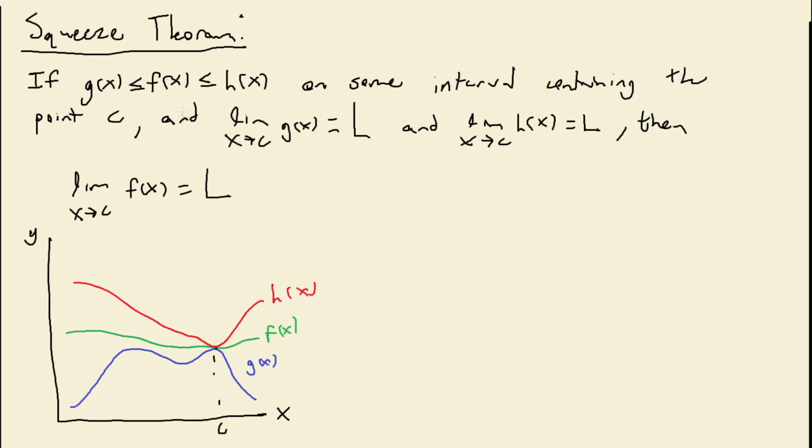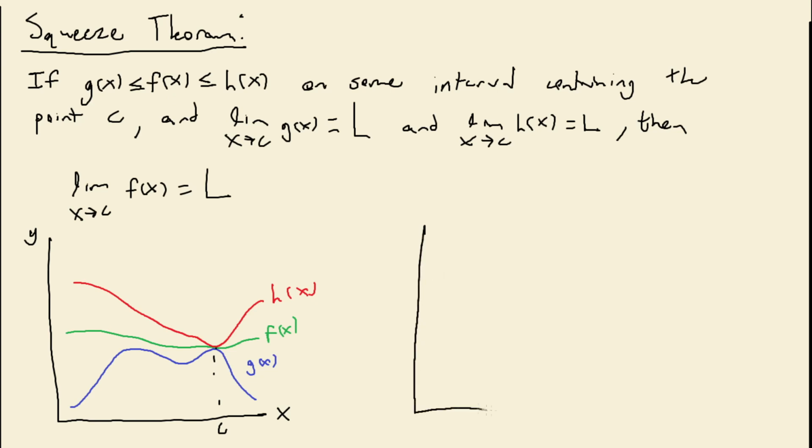And intuitively, this should make sense. If we know that f of x is going to be squeezed between or sandwiched between the functions g of x and h of x on this interval, and we know that the limit as x approaches C of g of x is equal to L, which is the same for h of x, they both approach L as x approaches C, then we should logically understand that f of x is also going to approach L.